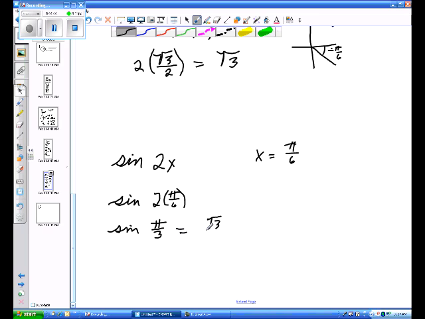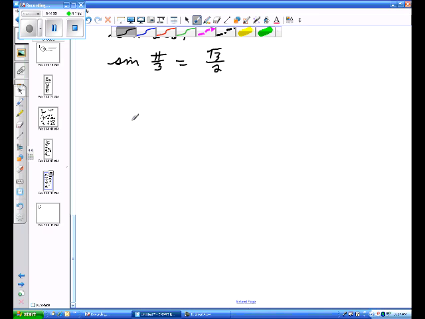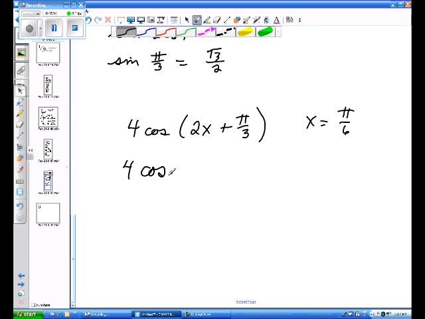Okay, reference angle 60, the sine of 60 is square root of 3 over 2. And we're in the first quadrant, so it's positive. And these are not anything special, it's just giving us a little bit of practice. If we want 4 cosine of 2 times x plus pi over 3, and again, we're going to let x be pi over 6. Then we've got 4 cosine 2 times pi over 6 plus pi over 3.